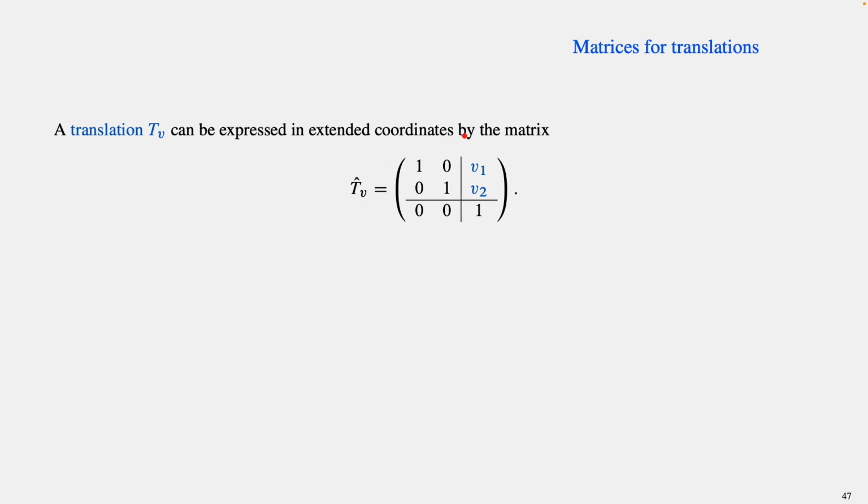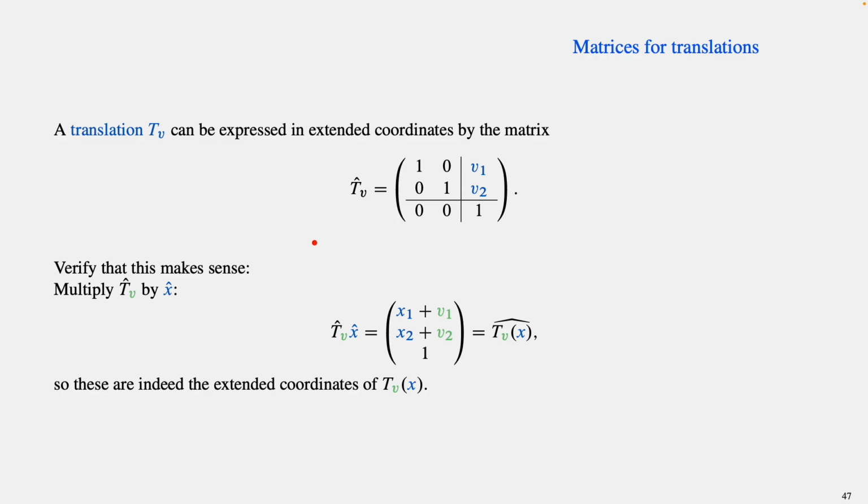And it is of this form here, so we just have 1, 0, 0, 1 up here. Then in the last column, we have the extended coordinates for the translation vector v, and down here we just have zeros. And the bars in this matrix are just for better readability. They don't have any specific mathematical meaning.